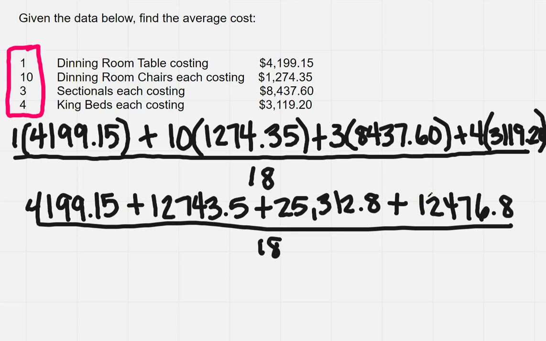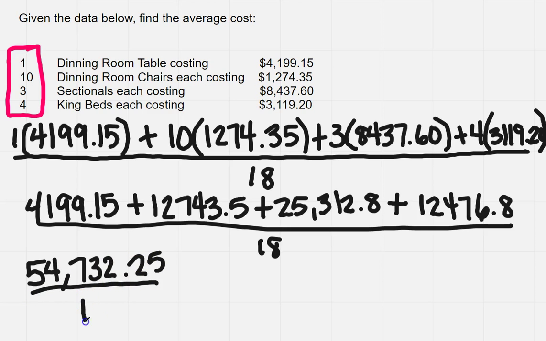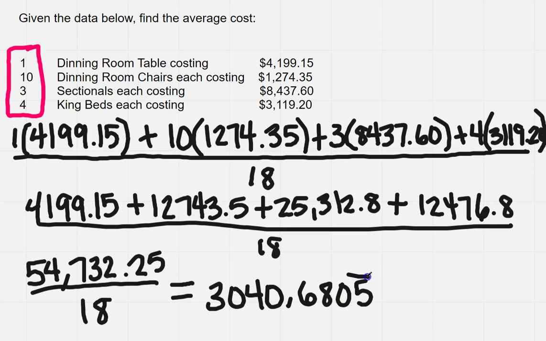Remember, you want to line it up vertically so that your decimal points are in a single line, and then add. And you should get 54,732.25. Now you're going to divide that by 18. So remember, you're going to have to use long division, which I know is nobody's favorite. And when you do that, you're going to get 3,040.680 and then repeating 5.